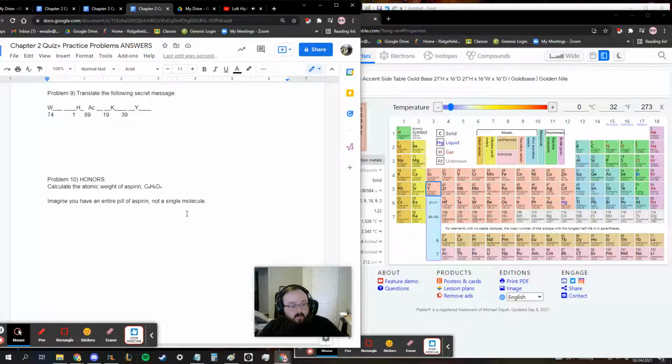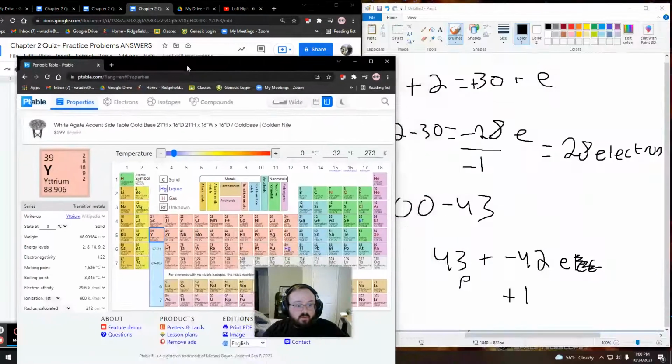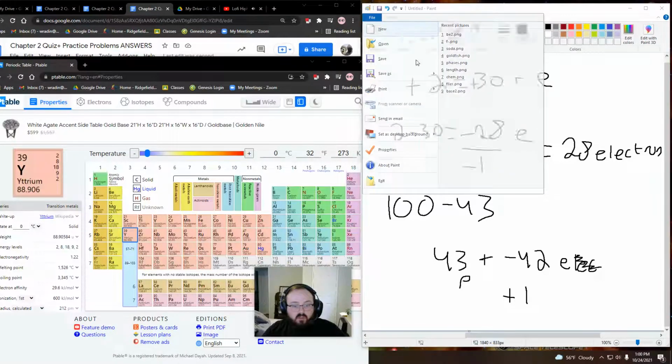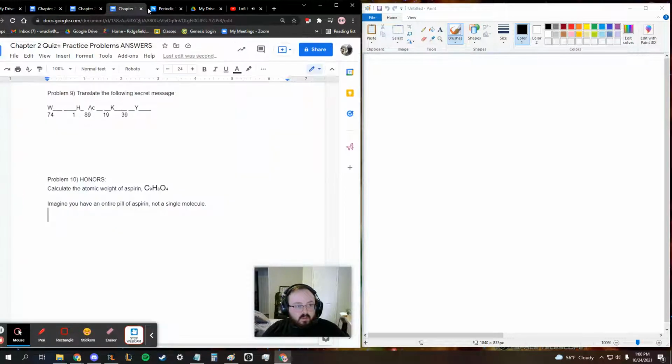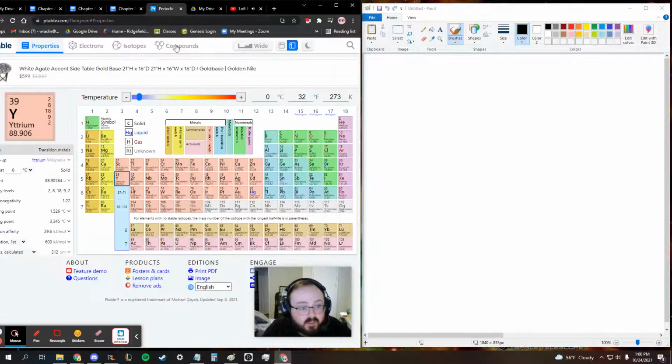All right. So here we're calculating the atomic weight of aspirin. So that is C9H8O4. I'm gonna make this a little bit bigger. There we go. So imagine you have an entire pill of aspirin, not a single molecule. If you had a single molecule, this is not enough information because you would need to know what isotope of carbon, of hydrogen, and of oxygen you have. But we can take the average of the elements, of the atomic weight. That's what our atomic weight is.